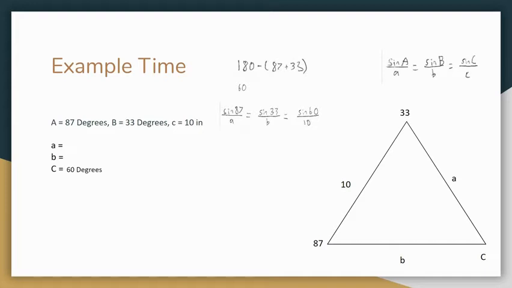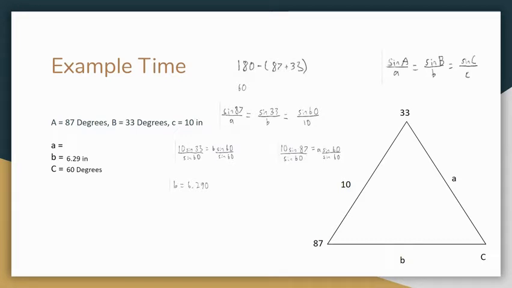We have sine 87, which is angle A over side A. We don't know that yet. Equals sine 33, which is angle B over side B. Again, we don't know that. Then you have sine 60, our newly discovered C angle, over 10. We actually have a side for 10. So basically, we just go one at a time. We're going to start with B. You cross multiply. So in this one, just divide by sine 60, and you get that B equals 6.29 inches.